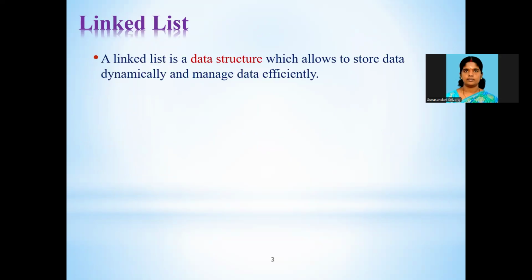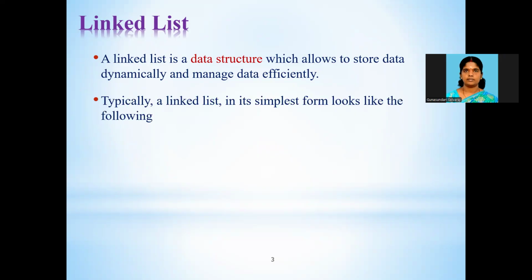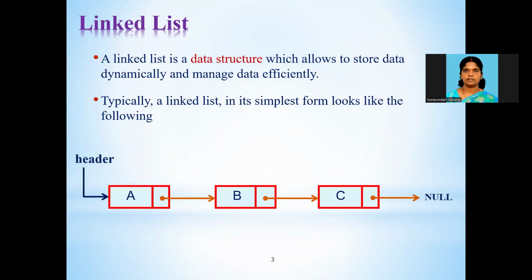So what is linked list? It's a data structure which allows you to store data dynamically and manage data efficiently. It looks like this. We call the rectangle symbol a node. Here, in the diagram, we have shown three nodes as an example. The first node has element A, the second node has element B, the third node has element C. Only three elements in the linked list are assumed for simplicity.